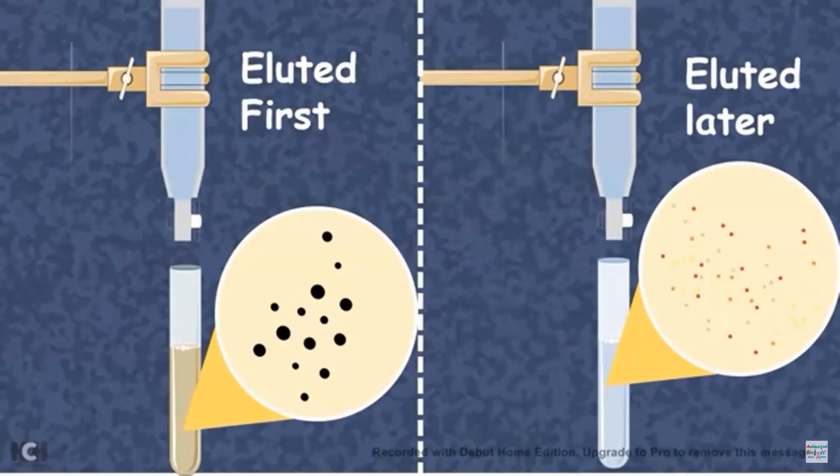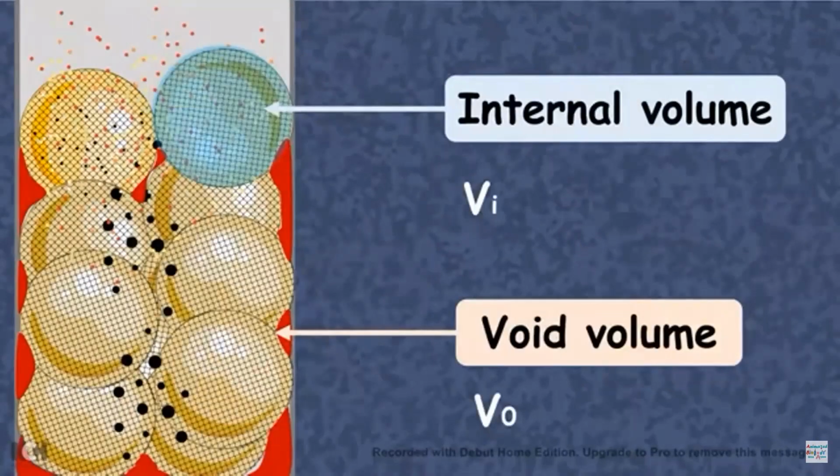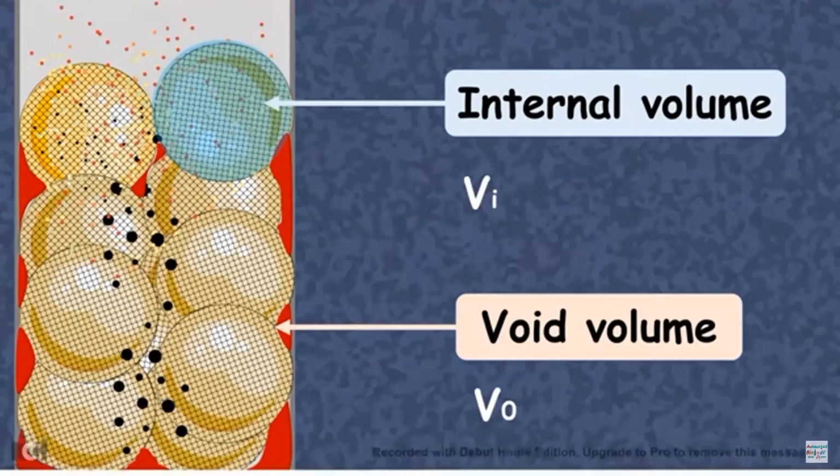And that is how we can separate between them based on their size. Now, let's talk about a few volumes, because this chromatography is semi-quantitative and we can also have a rough idea about the molecular weight of the analyte or the protein we are trying to separate. So the volume which is inside the bead is known as the internal volume, or VI, whereas the void volume means the volume which is occupied by the interspace between the beads, which is known as V0.